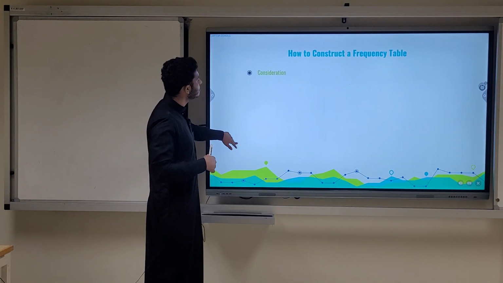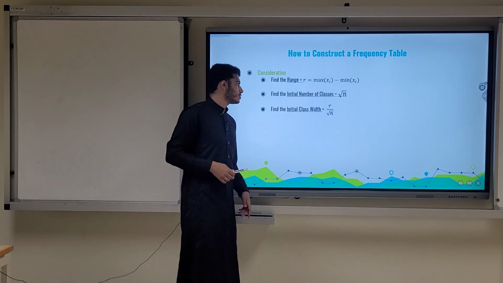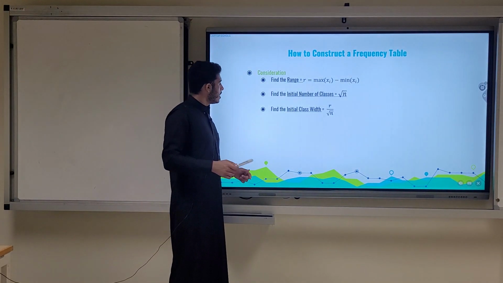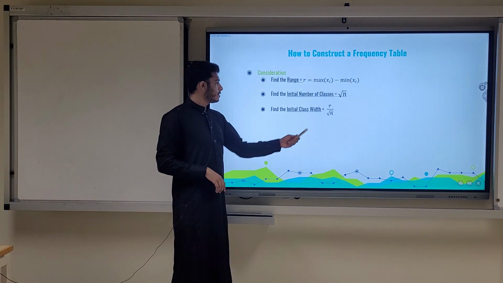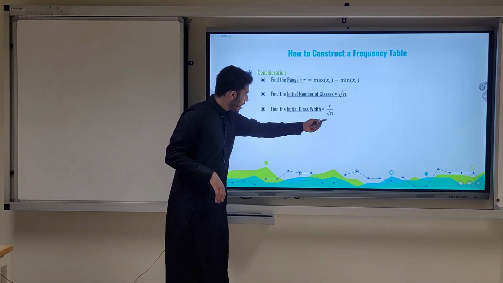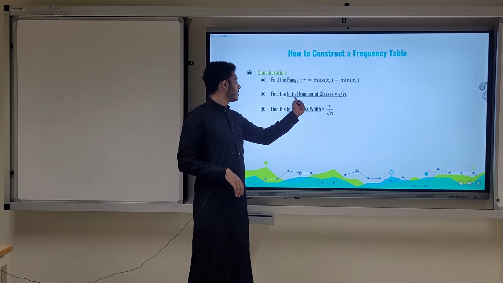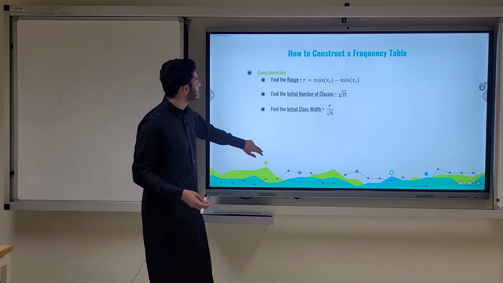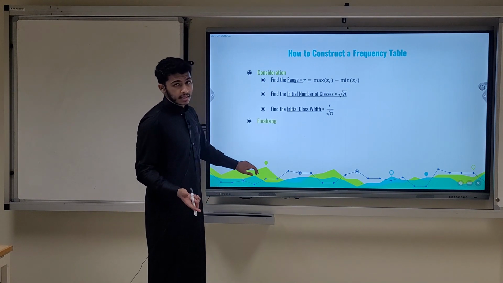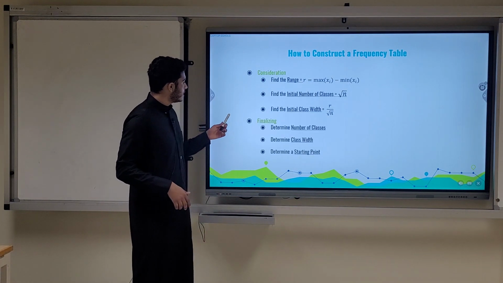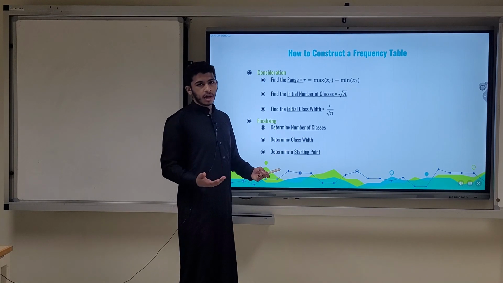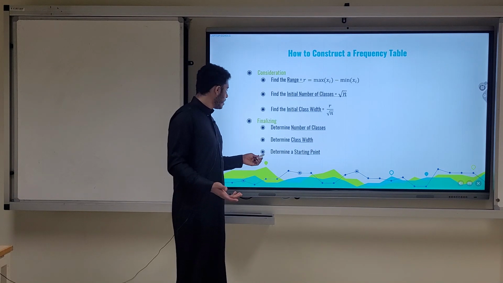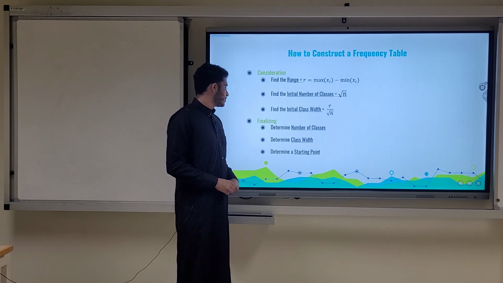We take the number of data points we have, and we take the square root, and it gives us kind of an image about where it might be. About finding the initial class width, you just have to find the range first, and you divide it by the initial number of classes, and you get the initial class width. However, in the finalizing stage, you have to have finished determining the number of classes, either you have rounded up or down, and determine the class width with the same method, and determine a starting point.